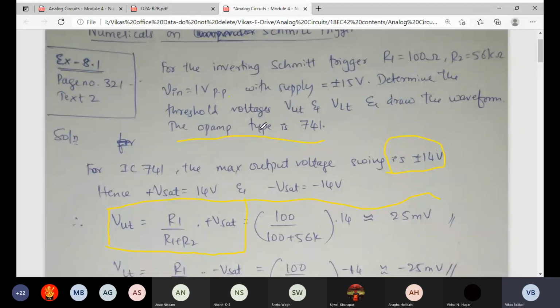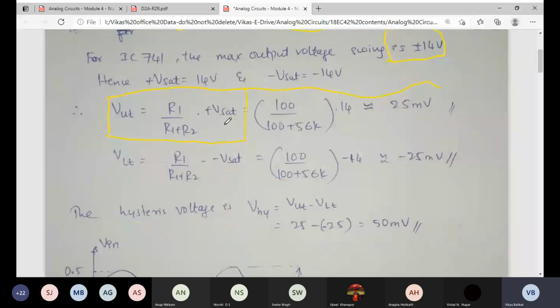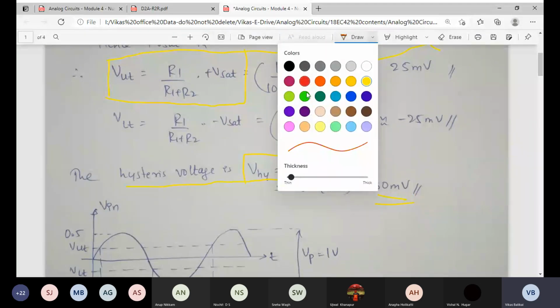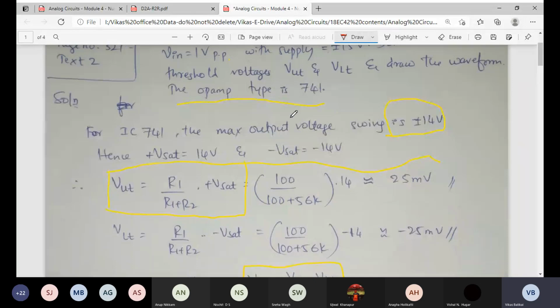So this is one you should remember. If he is not giving that the op-amp type is 741, then the plus or minus 15 volt that he gives as supply will itself be your saturation voltage. So please remember this one. Once we know that, just substitute the values. Put 14 for plus VSAT, with the R1 and R2 values given, and simplify. It will be 25 millivolts, that is the upper threshold voltage. Lower threshold voltage will be minus 25 millivolt, and there is one more quantity I forgot to tell you, the hysteresis voltage. It is nothing but the difference between VUT and VLT. So 25 minus of minus 25, I'm going to get 50 millivolt. So this is what you are supposed to mention whenever a question on Schmitt trigger is asked.